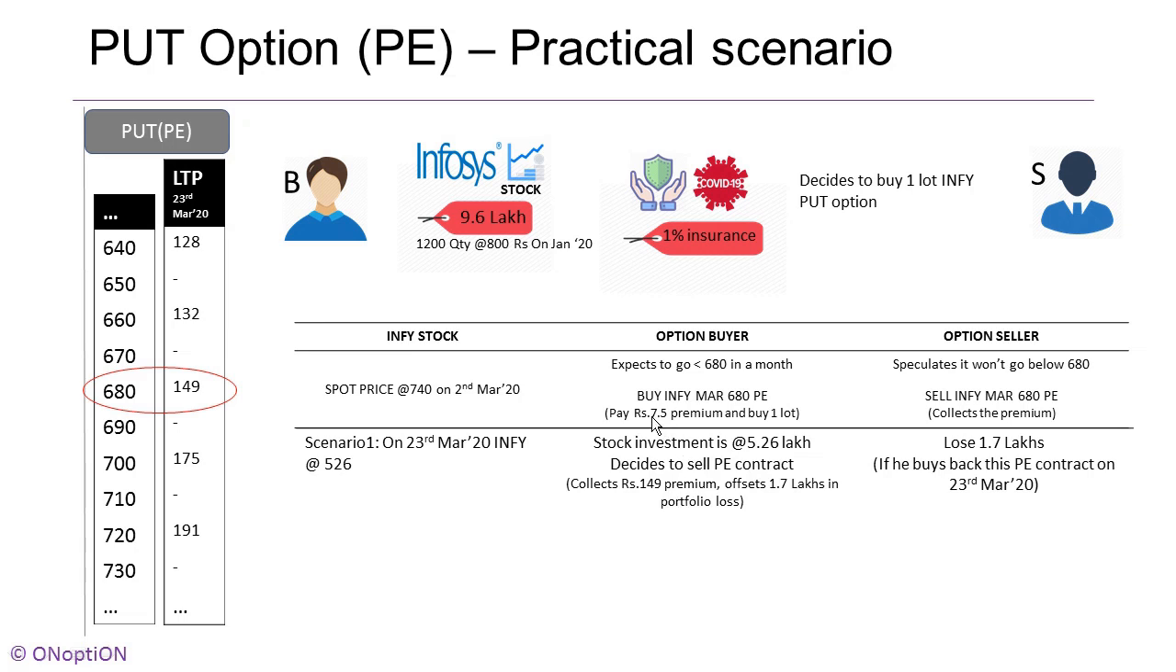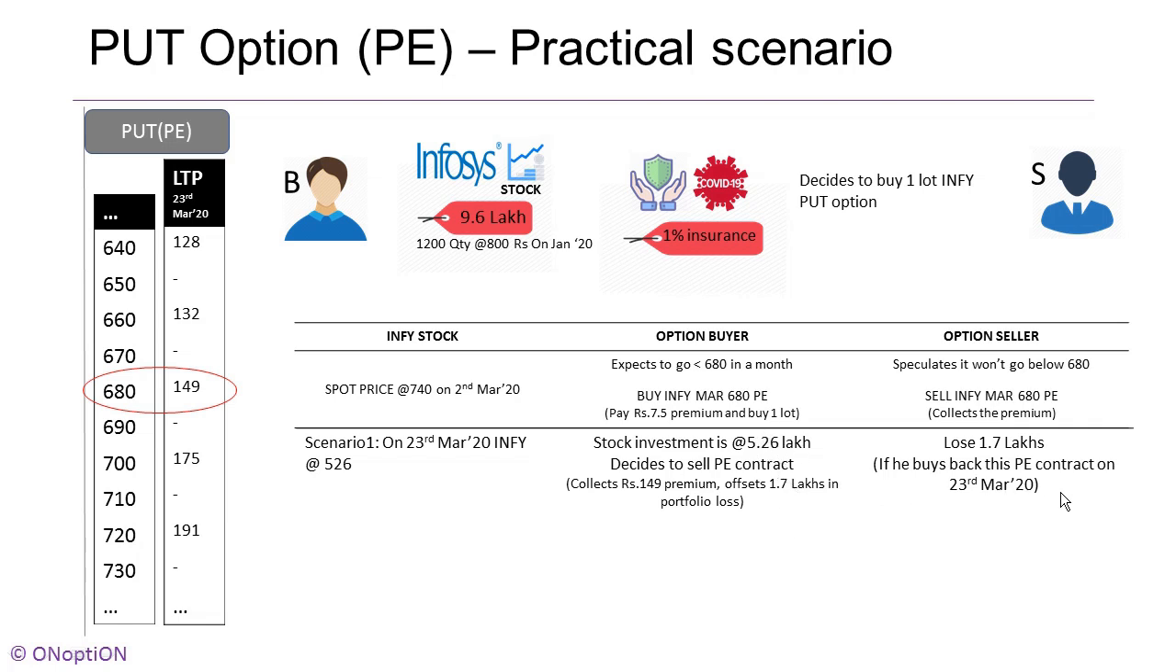He paid only 7.5 rupees to buy this contract. Now the same contract is being traded around 149 rupees. So he can easily gain 1.7 lakh rupees by selling this contract to someone else. So he can offset his portfolio loss.